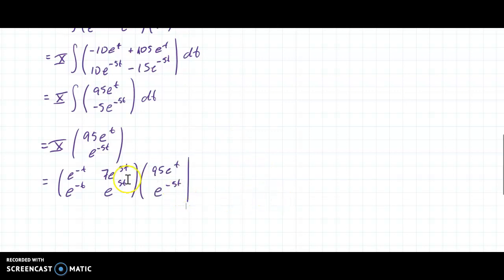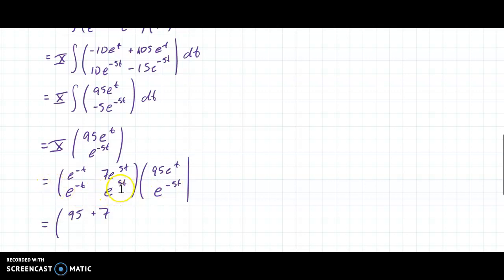All right, and look, this is super convenient to multiply, because when we go across and down, notice I get an e to the negative t times a e to the positive t. So when I do that multiplication, they turn into a 1. They cancel each other out. So the first term just gives me my 95. And then here I've got a 7 e to the 5t times a 1 e to the negative 5t. Again, the exponentials cancel and just give me a plus 7.